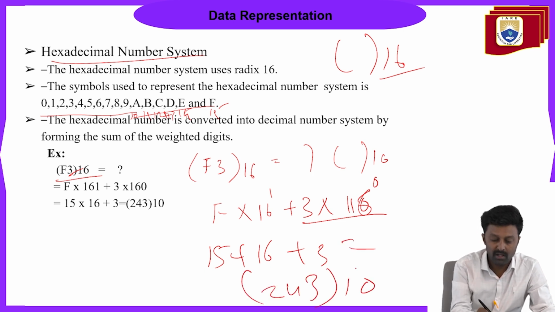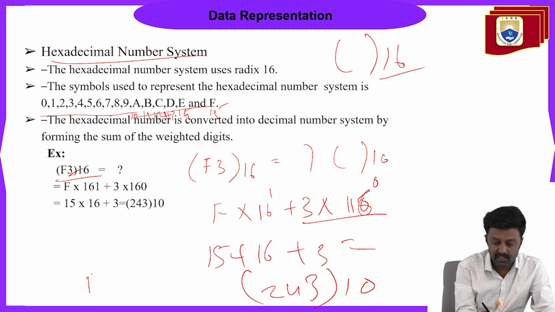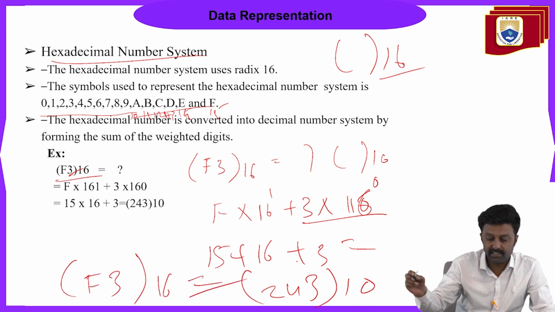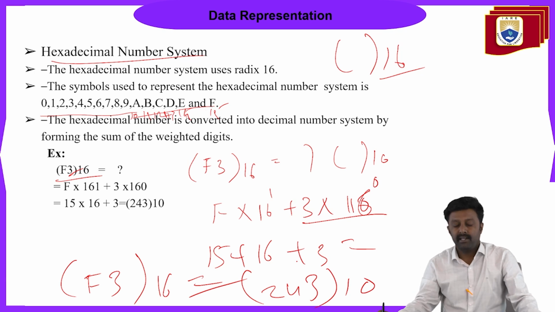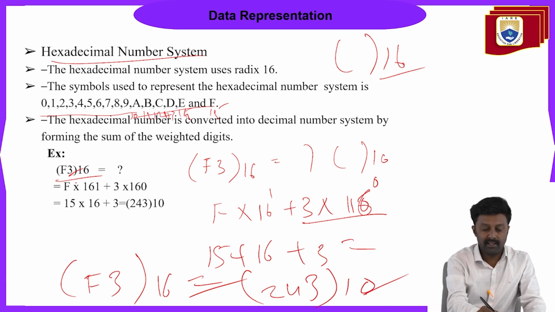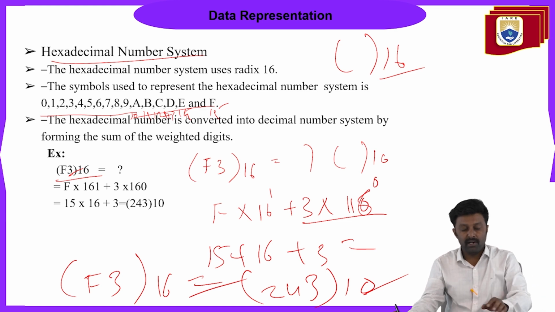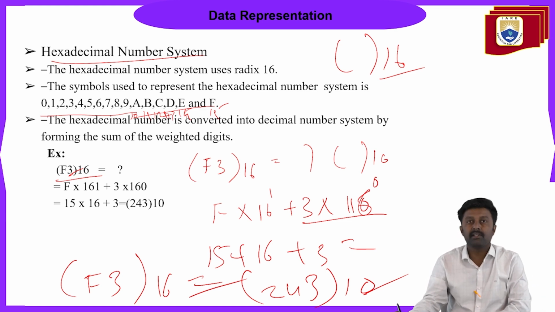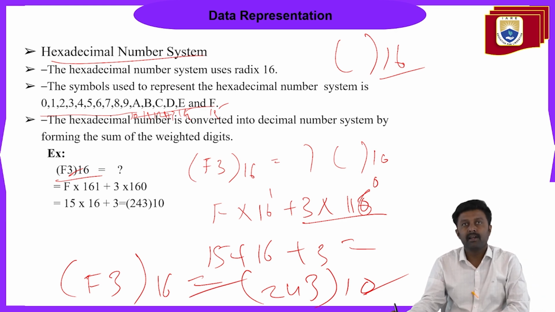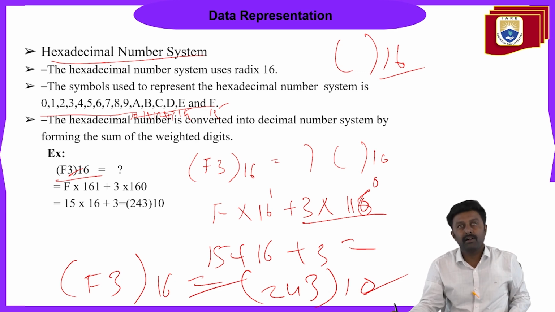So this is how an F3 hexadecimal number is converted into the decimal number. Simply we take the number into 16 to the power of 0 and 16 to the power of 1, and we add these numbers. This is how a hexadecimal number is converted into the decimal number.